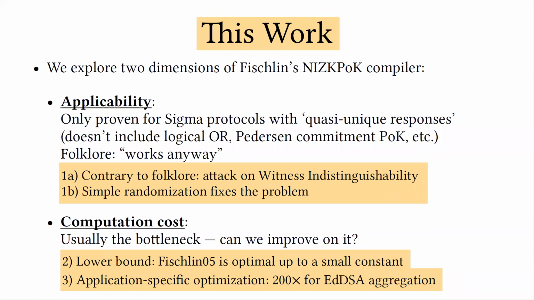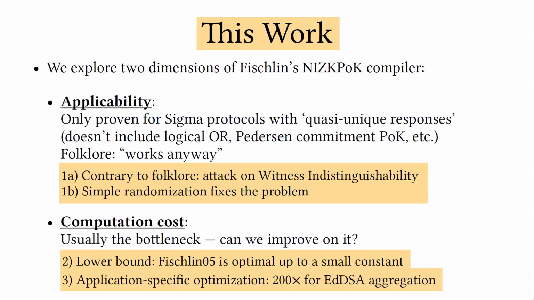Specifically, you find that contrary to this folklore, there is an attack on witness indistinguishability if the transform is applied in some bad context. And we also show that through a simple randomization mechanism, we can fix this problem. The other dimension that I'm going to explore is computation cost.